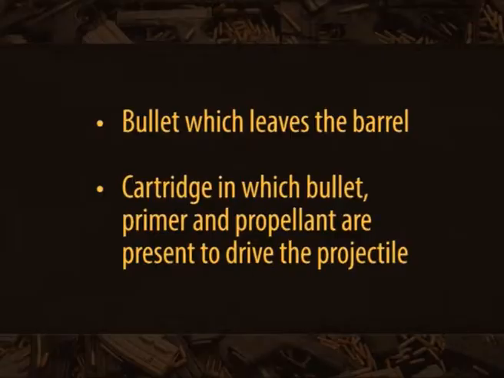Firearm ammunition is actually made up of two parts. The first part is the bullet which leaves the barrel, and the second part is the cartridge, in which bullet, primer and propellant are present to drive the projectile. As discussed in previous modules, when the trigger of the firearm is pressed, the firing pin strikes the cartridge, which leads to ignition of gunpowder and propellant. This ignition causes an explosion, and this explosion further drives the projectile out from the barrel.